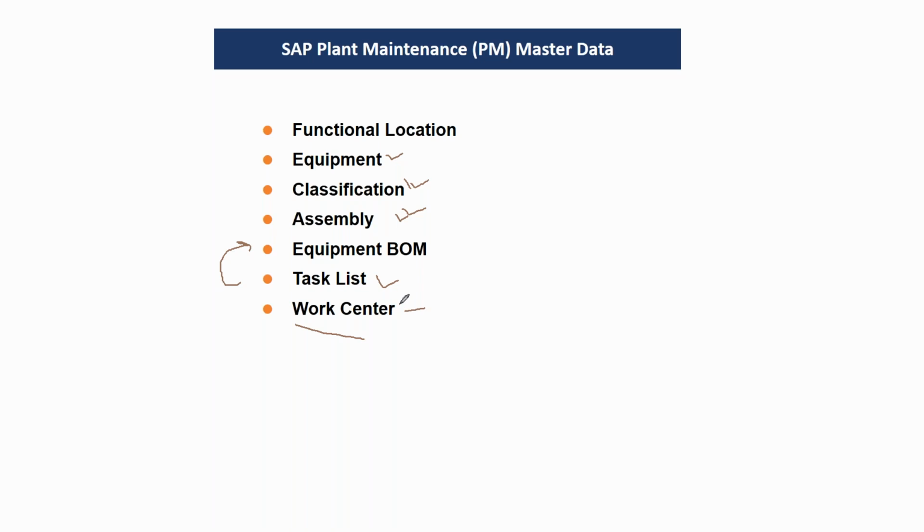Okay, so we'll understand all these things in more detail. This is just to give you an idea that we are having this master data. Okay, this is a minimum master data. Apart from that, we are having other things also, which we will understand in more detail at a later stage.